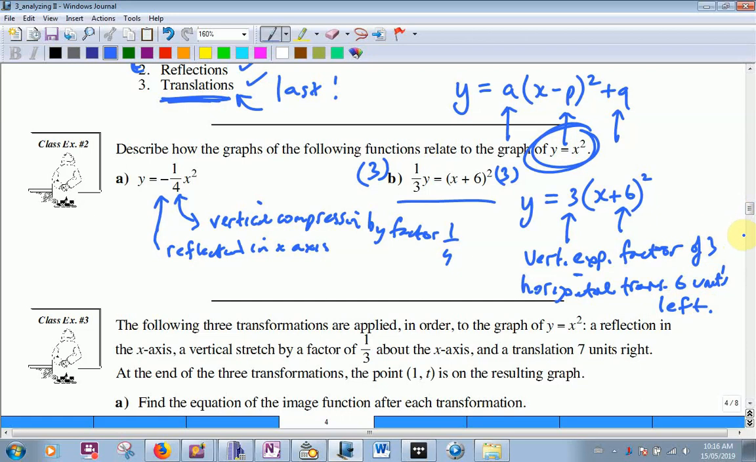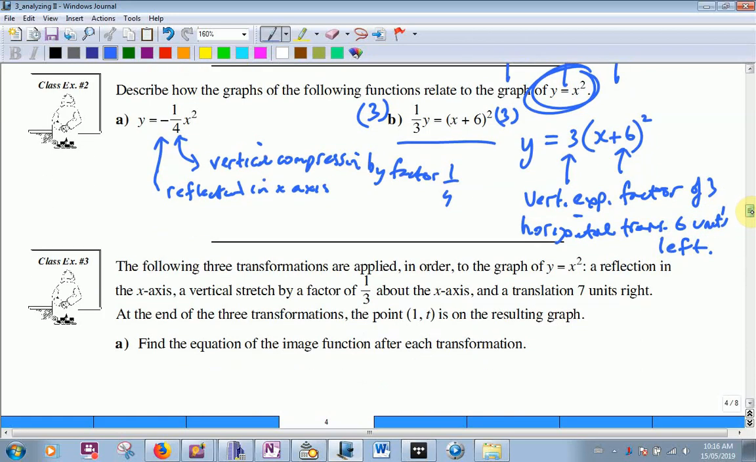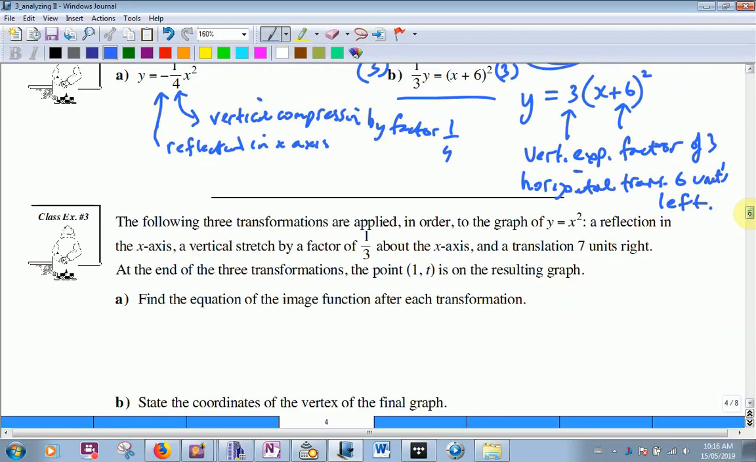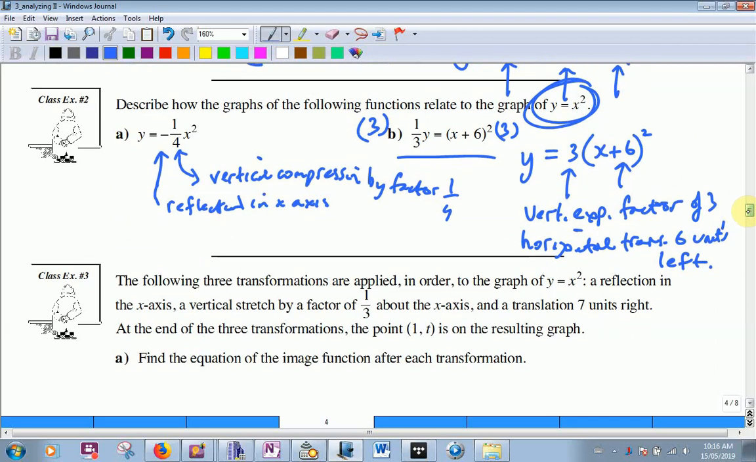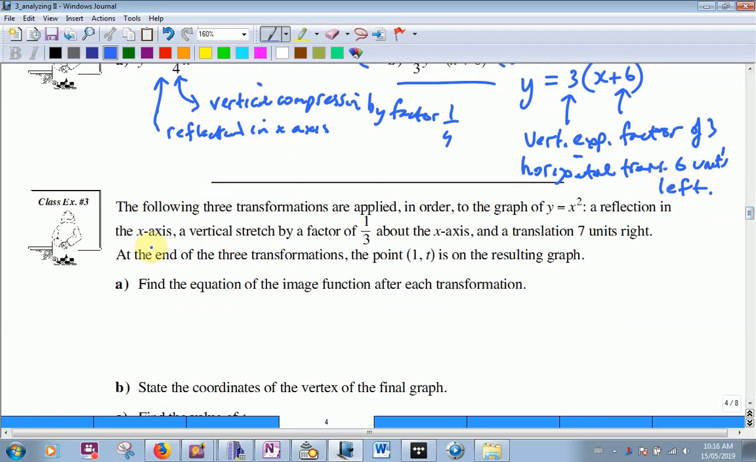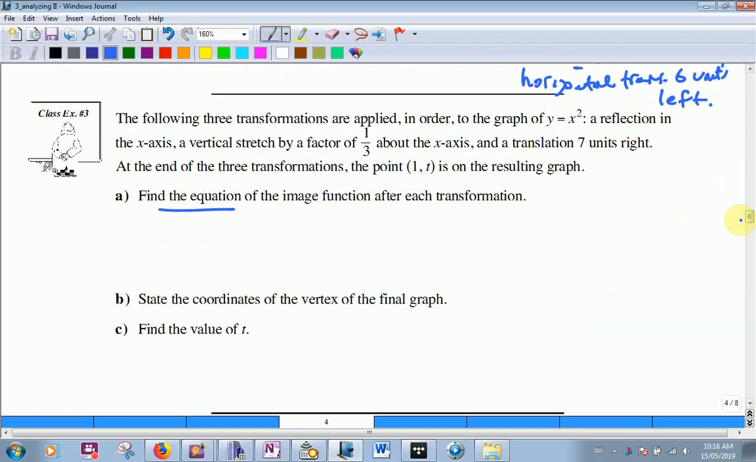Okay, couple more. So that's an equation. You're describing what the changes are compared to y equals x squared. Now we're going to give you it in words and you're going to write the equation. So just like you did yesterday with P and Q, but only now we got all 3 things going on. Compared to y equals x squared, we've got a reflection in the x-axis. What's that going to do?